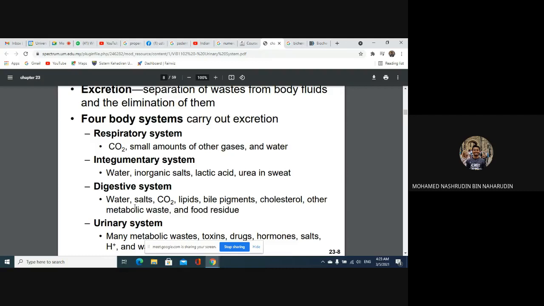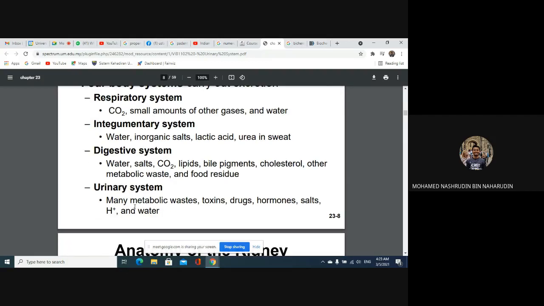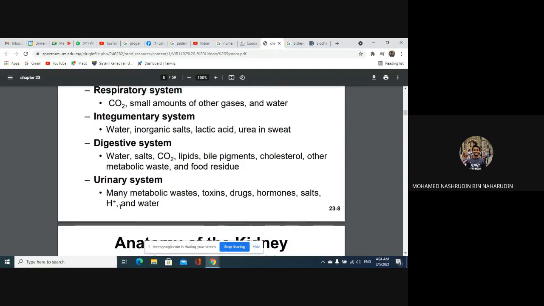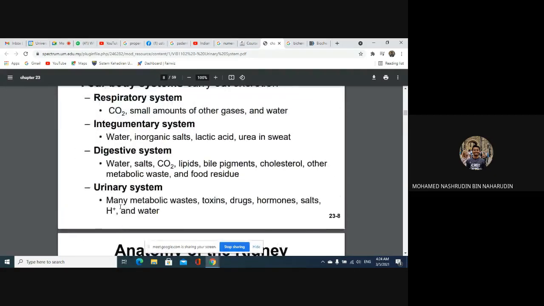The same goes with the urinary system: metabolic waste, toxins, drugs, hormones, salts, acidity, pH, and then water itself. These are the factors that trigger the urinary system to perform the excretion process. So that's that, filtration and kidney.